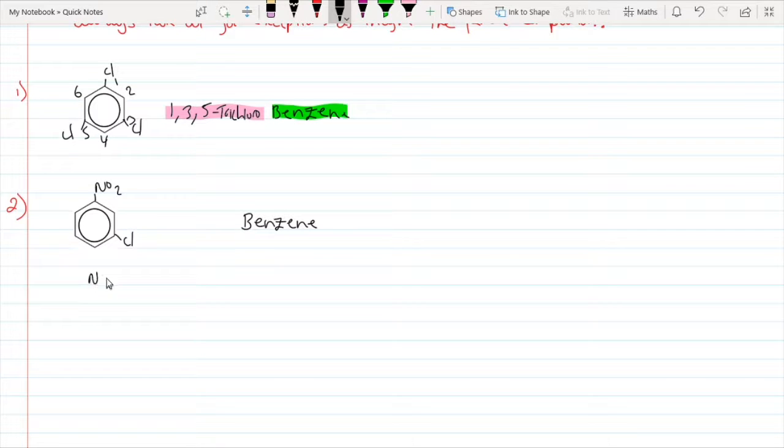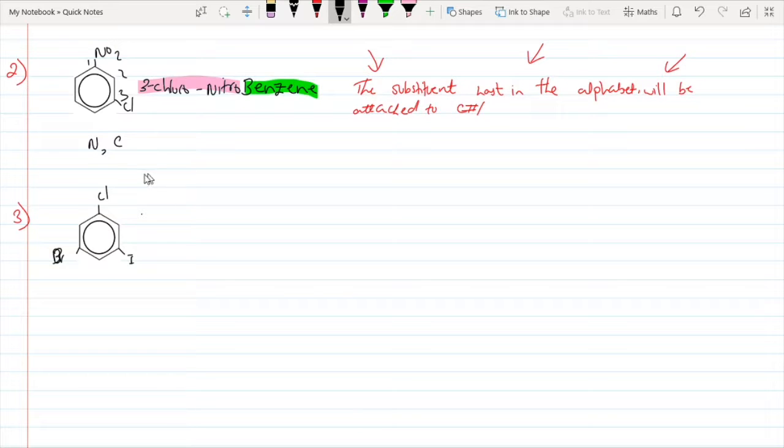If I just write the first letter for nitro, which is N, and the first letter for chloro, which is C, we know that nitro comes after C, therefore it would be attached to the first carbon. The one that's last in the alphabet would be attached to carbon number 1, and that's the key point in this example. So this would be named 3-chloro-1-nitrobenzene, or it's not necessary to write the 1 down, so we can just call it 3-chloronitrobenzene.